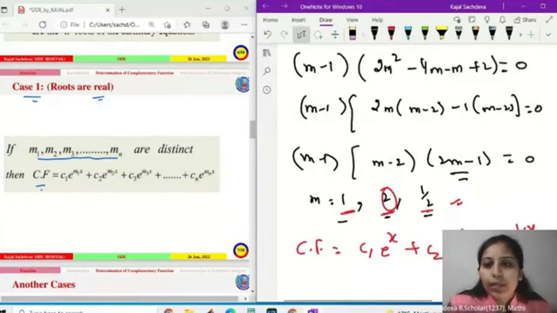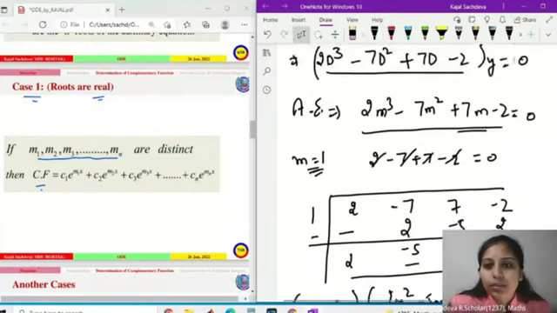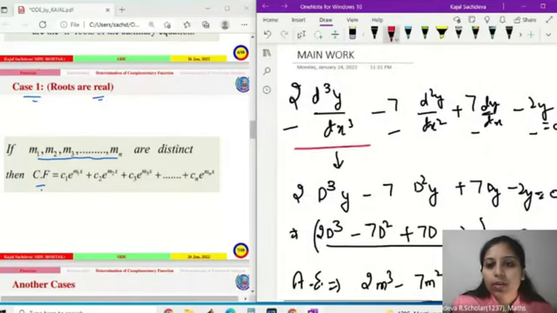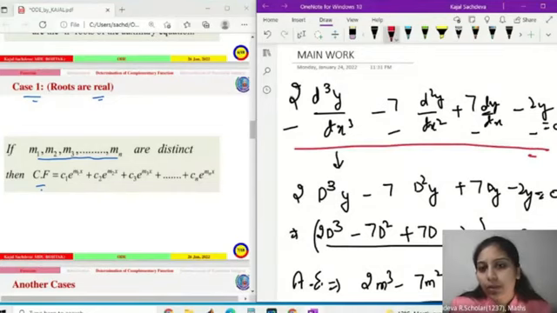Here we can see that the equation we have taken is already a homogeneous equation, so no PI, particular integral, can be found here.